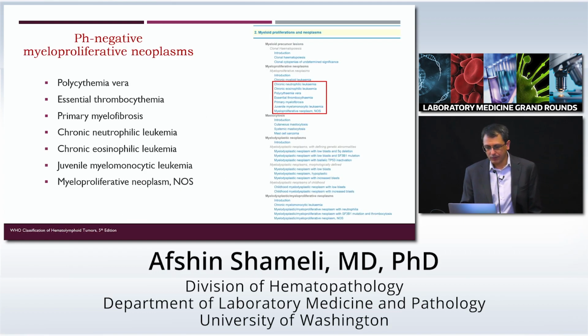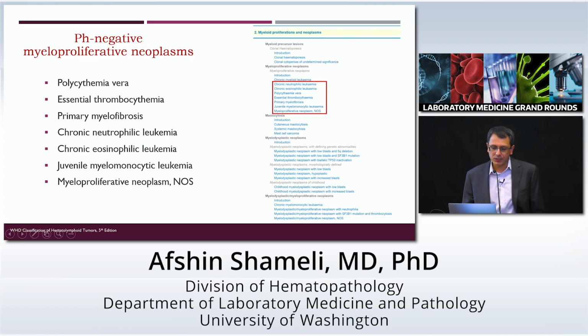With regards to Philadelphia chromosome negative myeloproliferative neoplasms, these are again a group of myeloid neoplasms that are associated with proliferation of various myeloid elements, including polycythemia vera, essential thrombocythemia, primary myelofibrosis, and other less common chronic myeloid neoplasms. In general, there are less flow cytometry studies on this group of patients.